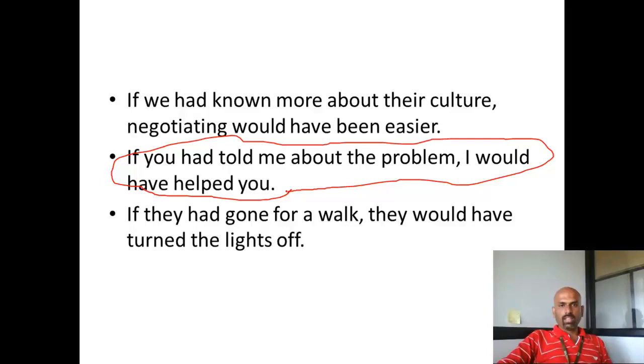The next example, if they had gone for a walk, they would have turned the lights off. Imagine they forgot to turn off the light, but they didn't go for the walk also. That's why they are saying that if they had gone for a walk, they would have turned the lights off. That's another example.